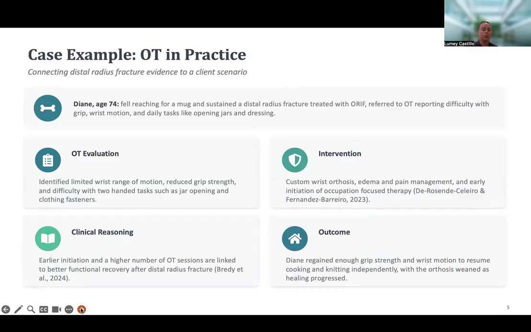For intervention, custom wrist orthosis, edema and pain management, and early initiation of occupation-focused therapy. For clinical reasoning, early initiation and a higher number of occupational therapy sessions are linked to better functional recovery after distal radius fracture. And Diana regained enough grip strength and wrist motion to resume cooking and knitting independently, with the orthosis weaned as healing progressed.